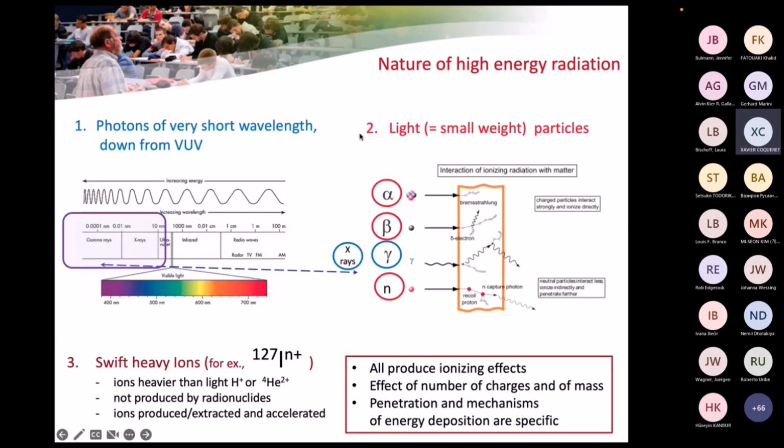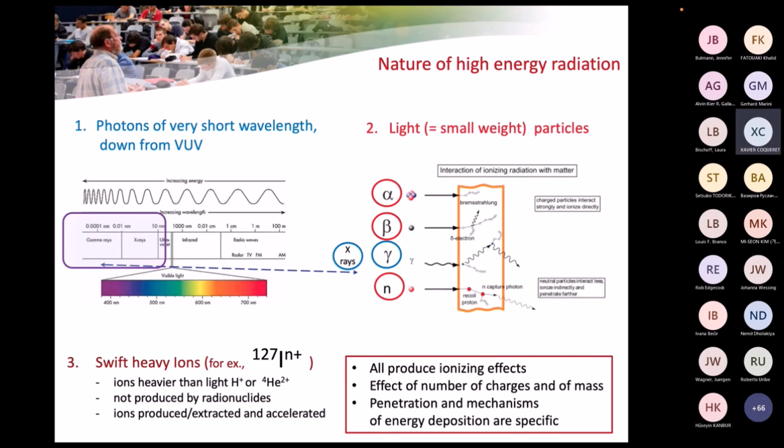We also have light particles, which can be alpha particles, which are helium cations, or beta, this means electrons, or even neutral particles, so without any charge, neutrons, which can also interact with matter and are considered as ionizing radiation.